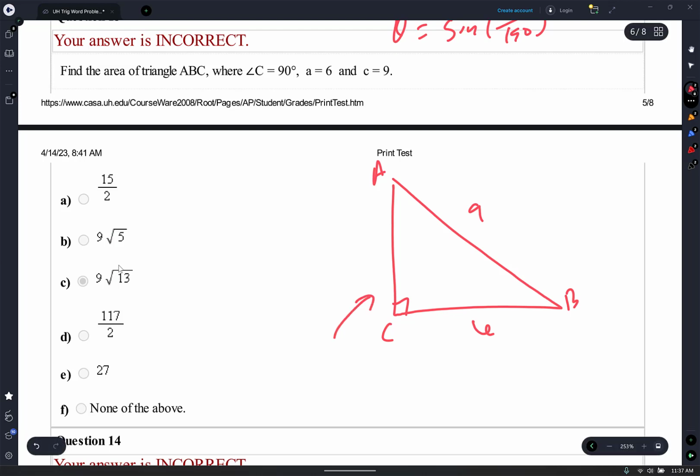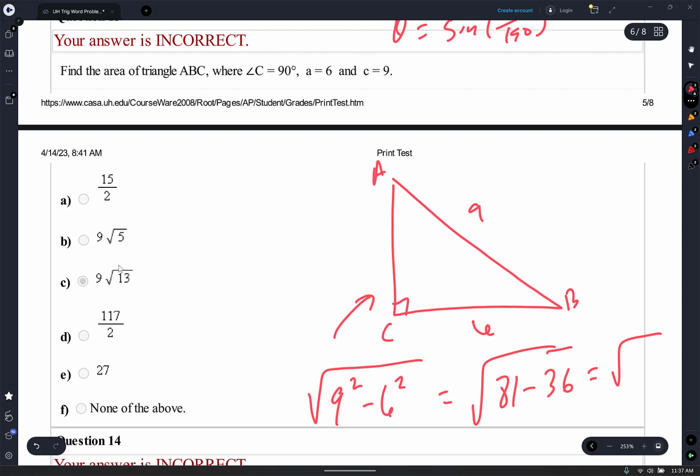So I'm going to find that by doing the Pythagorean theorem, square root of 9 squared minus 6 squared. So 9 squared is 81, and 6 squared is 36. So this is the square root of 81 minus 36. 81, 71, 61, 51, and we'll subtract another 6. So 56.